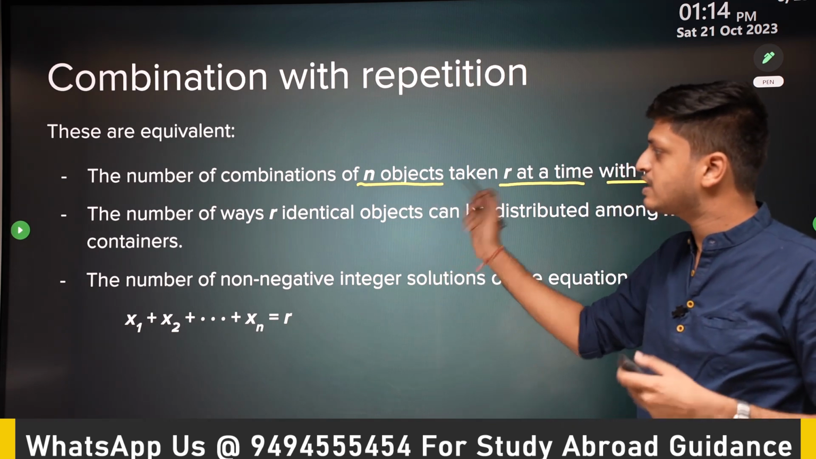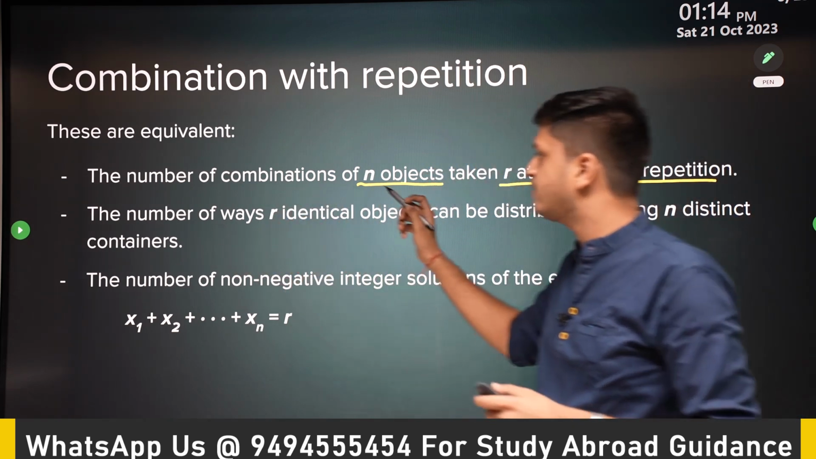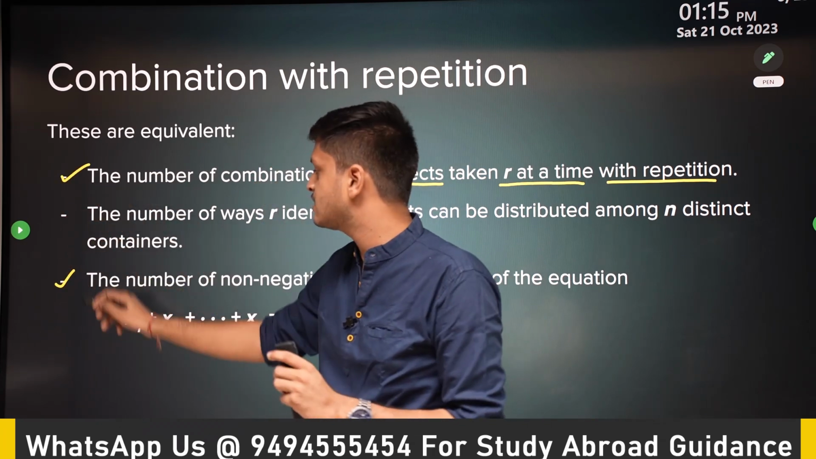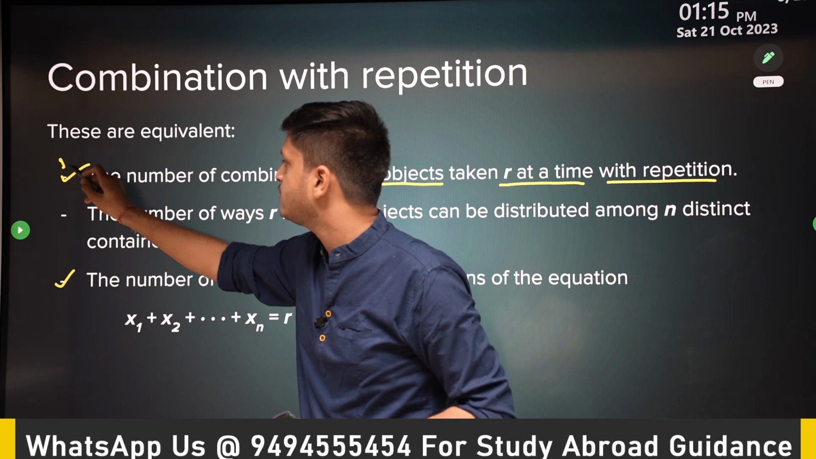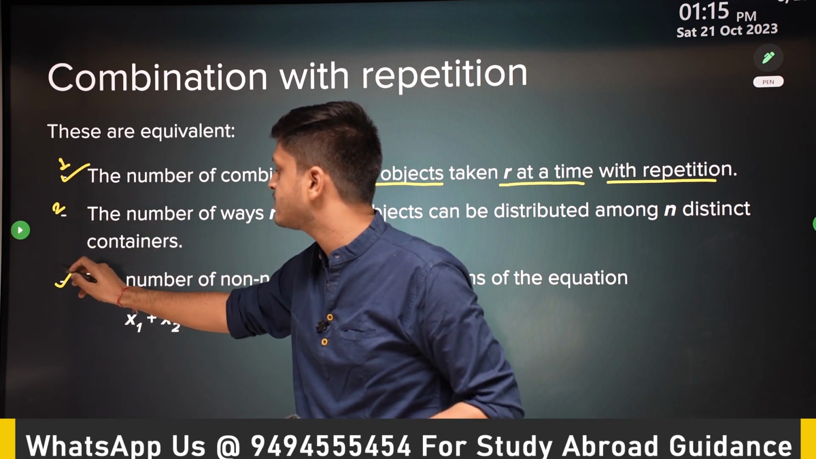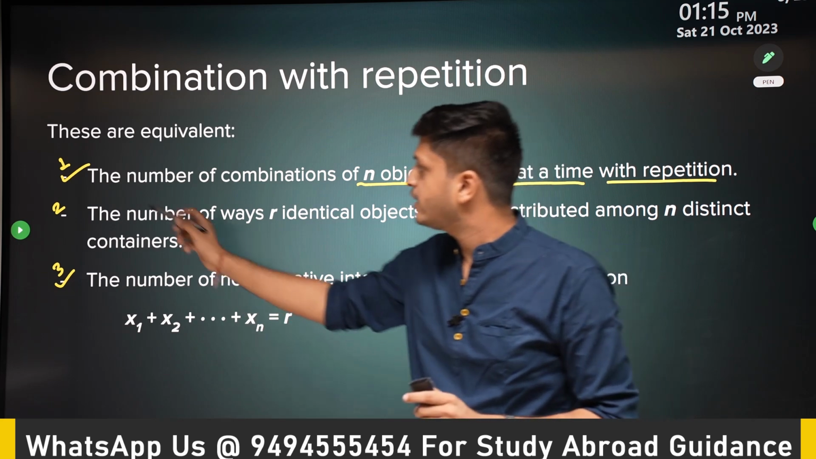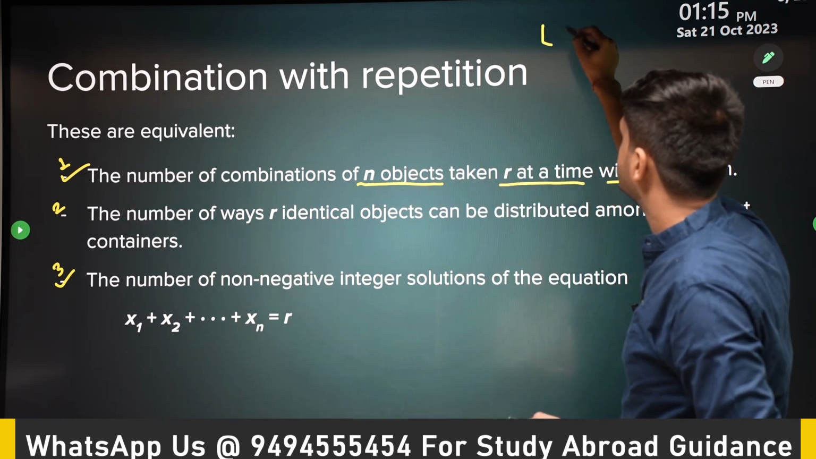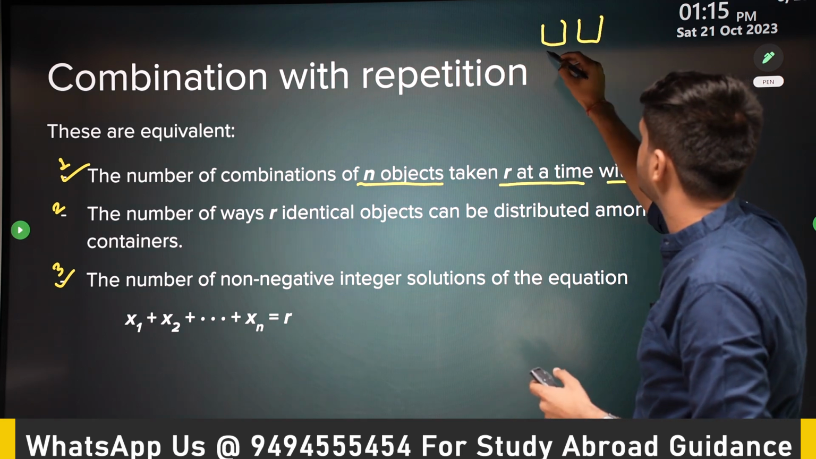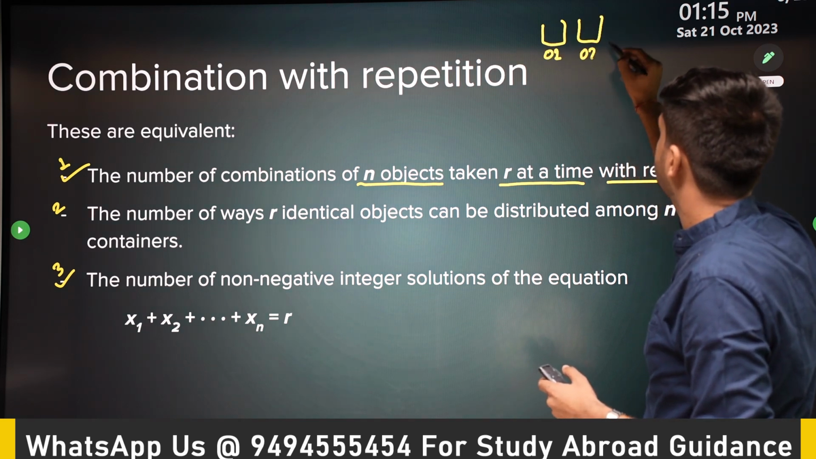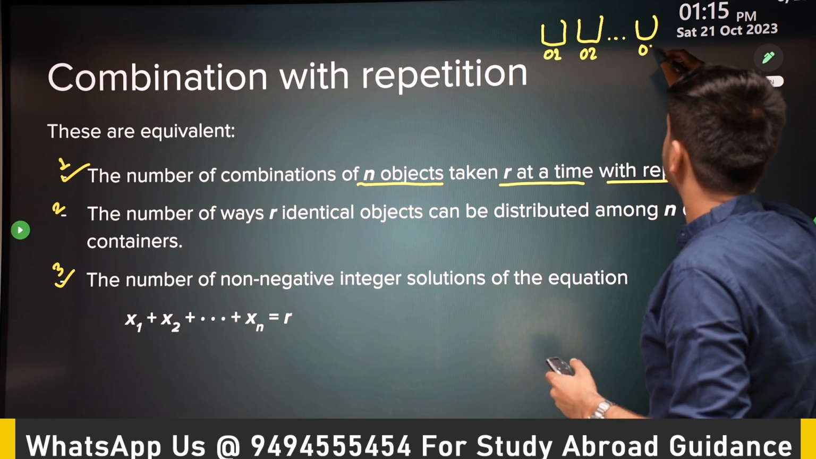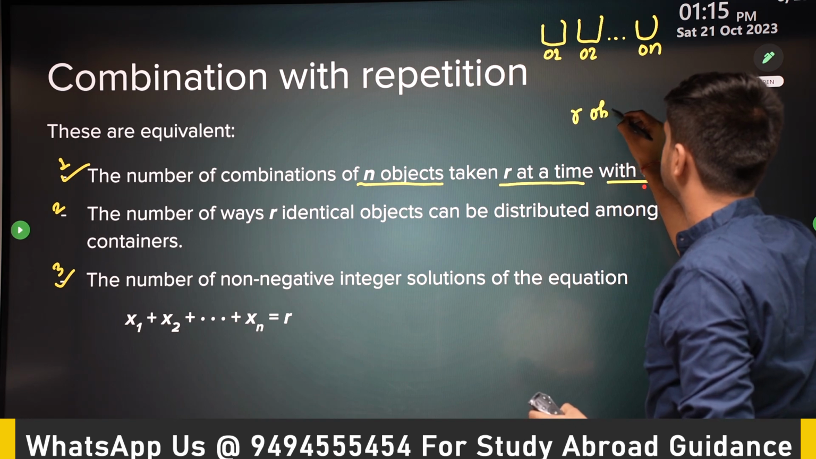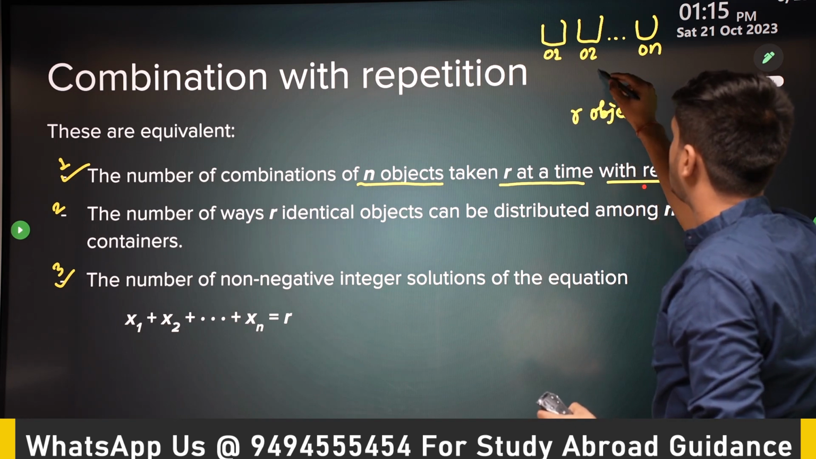This is equivalent to the following. Firstly, let's see the mapping between this statement and this statement. This we have already done. So let's see the mapping between this and this. So this is, let's say, statement 1, this is statement 2 and this is statement 3. We already know that statements 1 and 3 are equivalent. Why? The number of combinations of n objects. So we have n objects: object 1, object 2, object n. And we have an infinite supply of all these. We have to take r objects. So how do we do that?